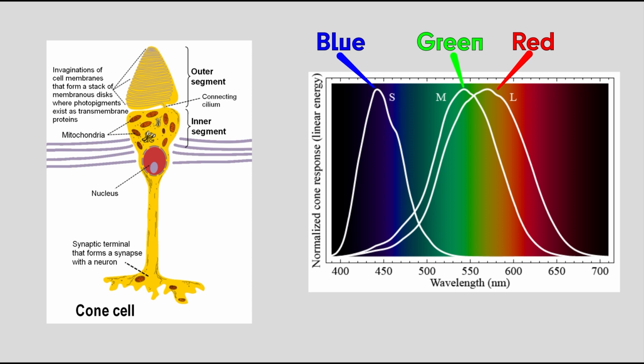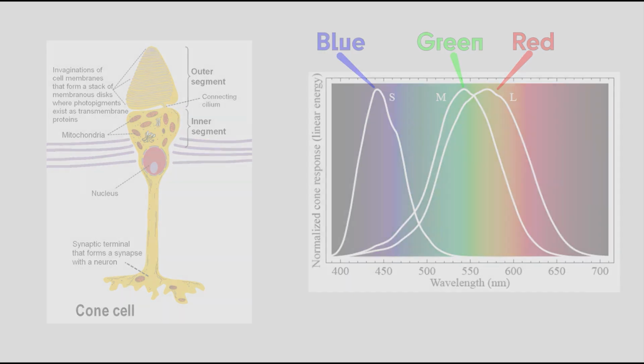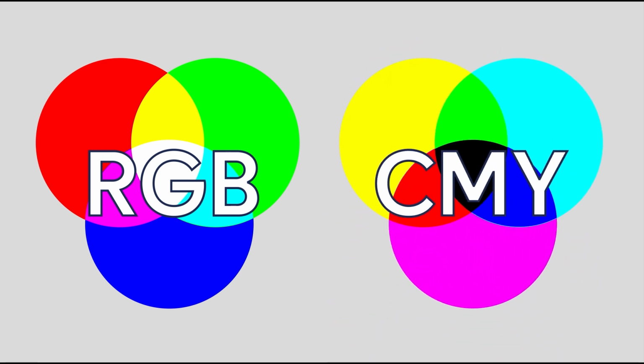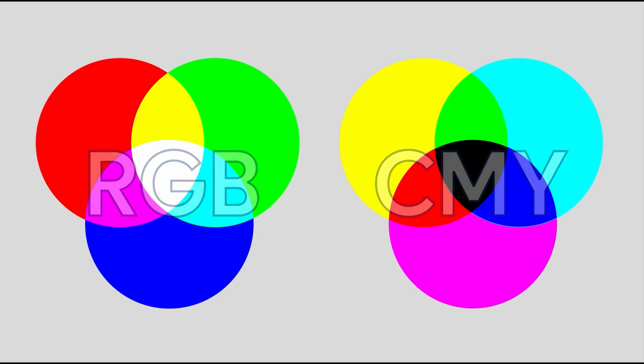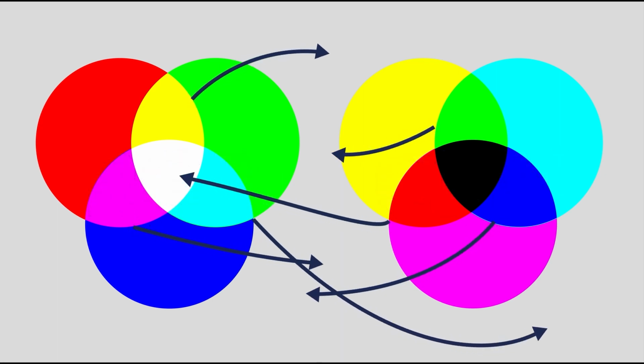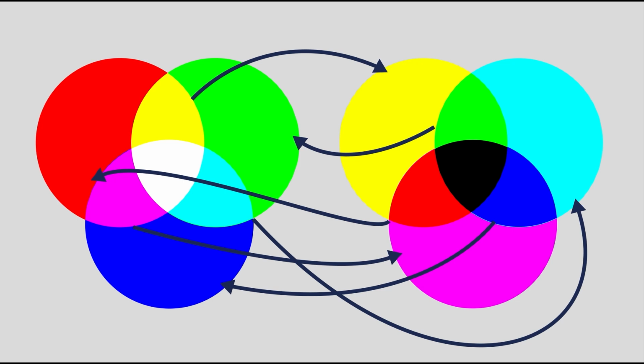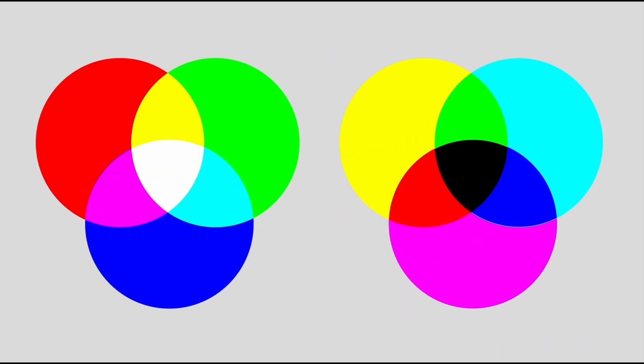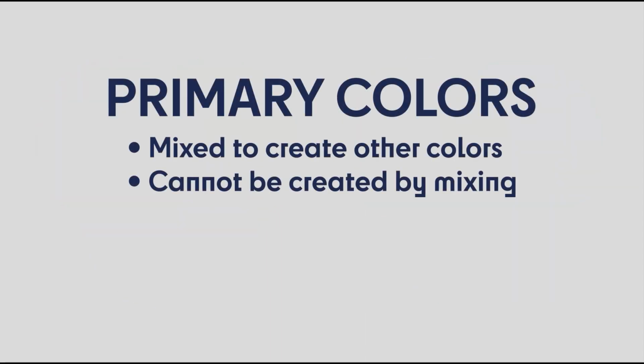Based on this knowledge, two new color spaces were developed, the red, green, blue, or RGB color space, and the cyan, magenta, yellow, or CMY color space. These color spaces are connected because they are inverses of each other, and mixing the primaries of one color space will give you the primaries of the other. Now, you might be wondering how this works, because the whole point of primary colors is that they can't be made by mixing other colors.